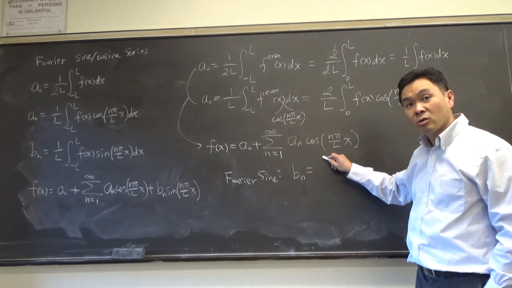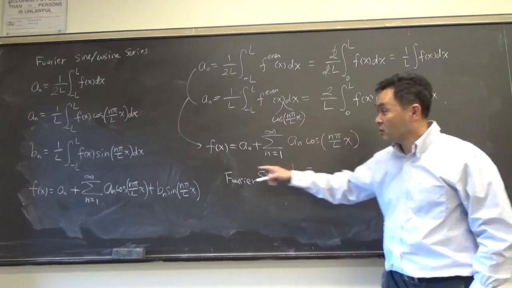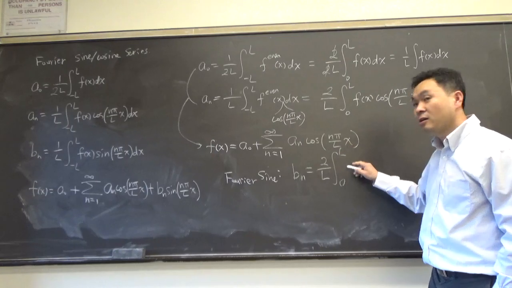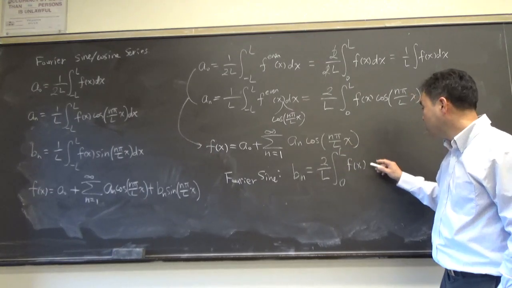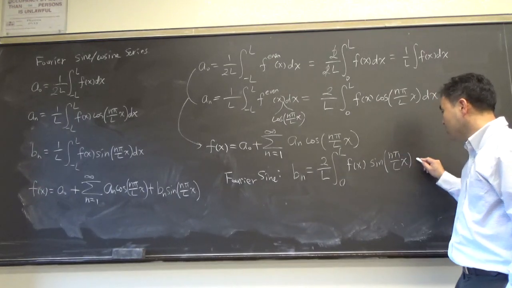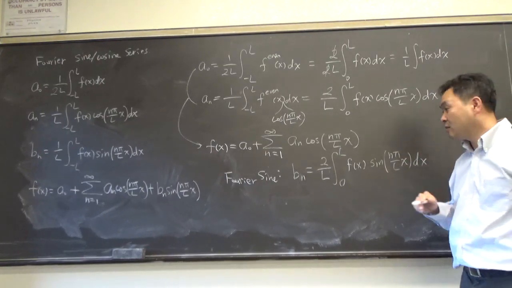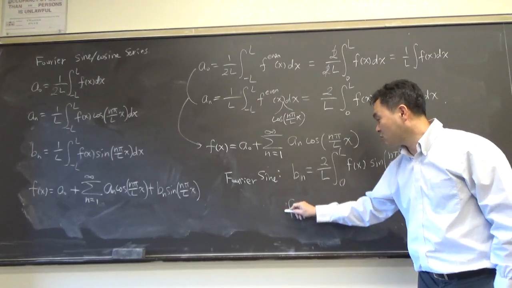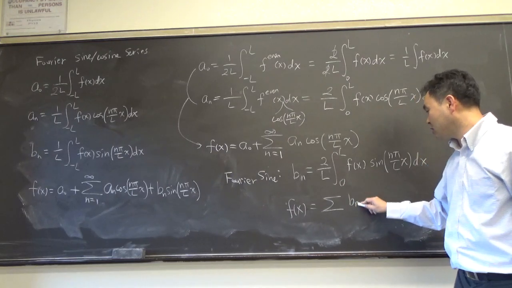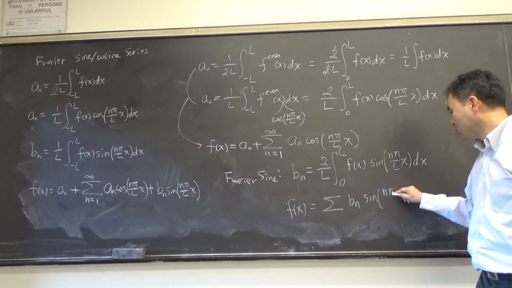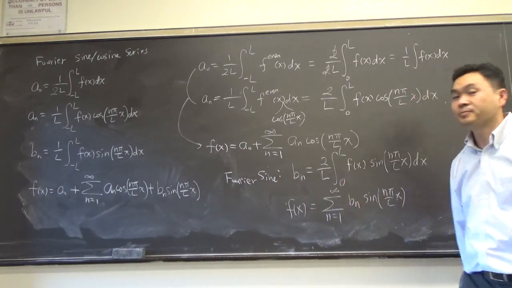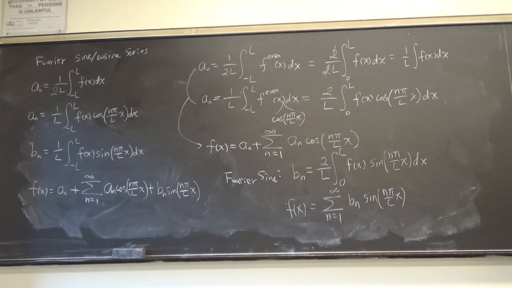What's the coefficient? 2 over L, integral from 0 to L, f of x sine n pi over L x dx, right? That will be the formula, right? And once you get this, your function will now be represented only by the sine functions. Bn sine n pi over L x, where n starts from 1 to infinity. Okay? So those will be the formulas for sine and cosine.